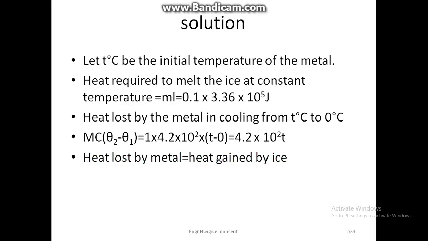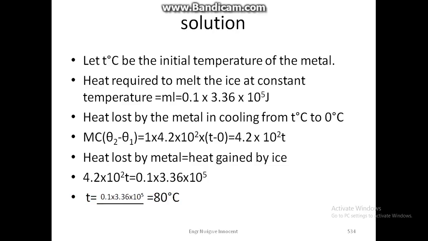Heat lost by metal equals heat gained by ice. 4.2 times 10 raised to power 2 T is equal to 0.1 times 3.36 times 10 raised to power 5. Making T the subject of the formula, we have T equals 0.1 times 3.36 times 10 raised to power 5 all over 4.2 times 10 raised to power 2, which is equal to 80 degrees. Therefore, the initial temperature of the metal is 80 degrees Celsius.